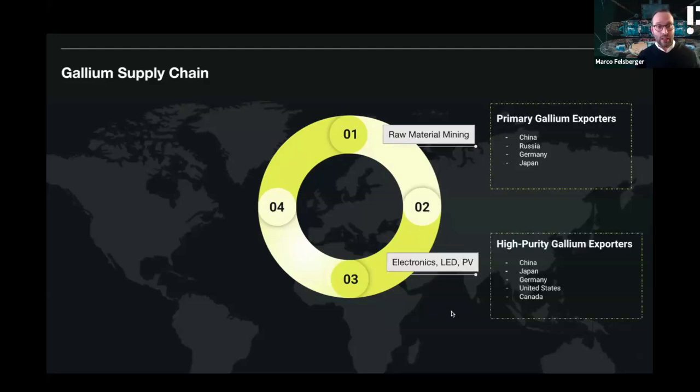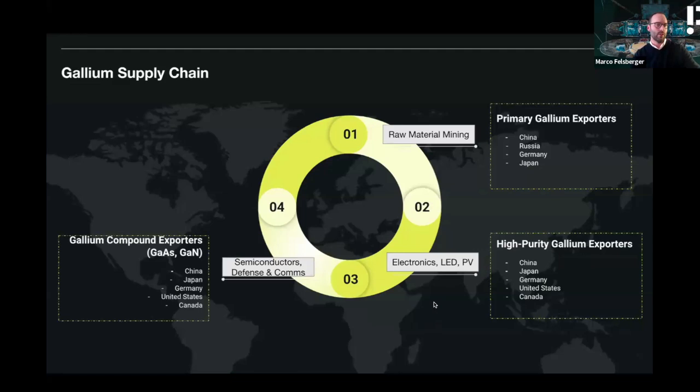But then we go one step further and look at the next step of gallium, which is high purity gallium. There the exporter is still China, very strong in processing and refining, but the gap closes a bit. Countries like Japan, Germany, and the United States are already a bit better prepared to support their own market or other markets with that kind of gallium. And this goes into electronics, LEDs, photovoltaic cells, and so on.